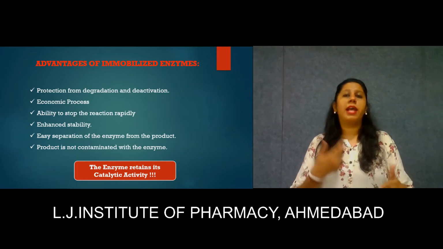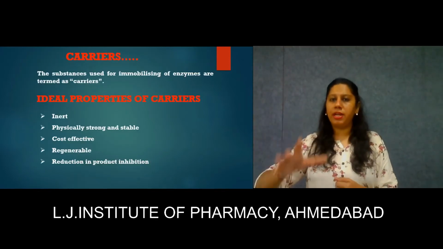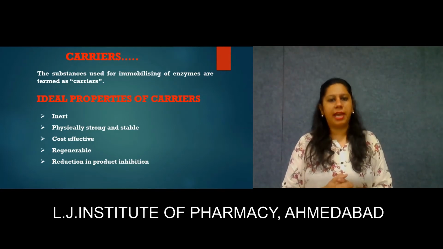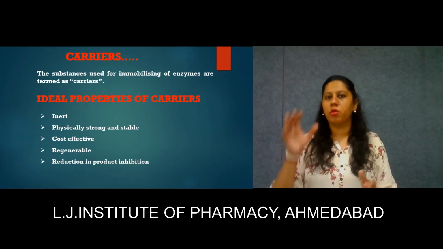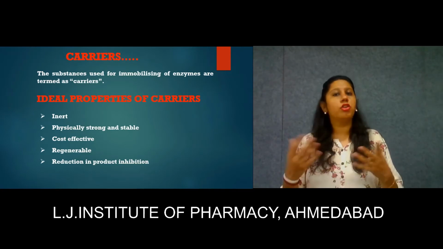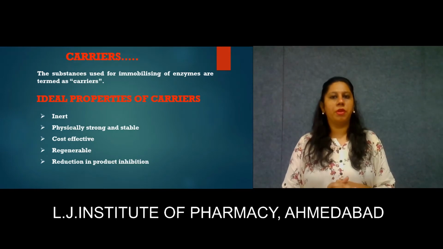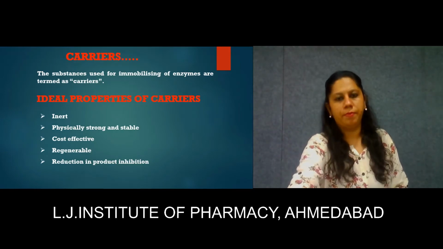Now, for immobilizing the enzyme, we require different carriers. So what are the ideal characteristics of the carriers? The ideal properties of the carriers are that they should be inert because we want the activity of the enzyme, not the carriers onto which they are bound. So the carriers should be inert in nature. They should be physically strong and stable. They should be cost effective. They should be regenerable, and finally should reduce the cost of production.